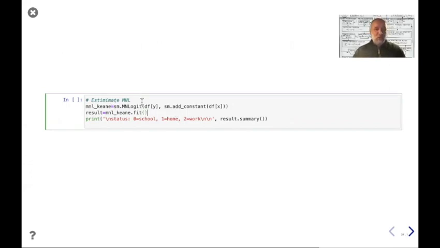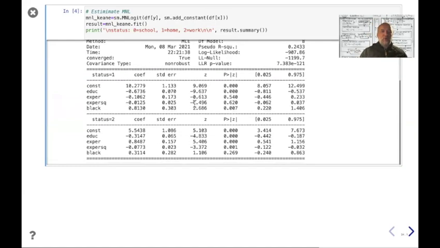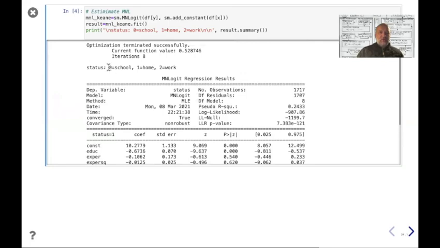Here we define the model object, ask it to fit, and then present the results. And here the results are. You can actually compare these results to the textbook. They should add up. So what are we getting here? First of all, for the status, the outcome variable, school is the alternative that we leave out.